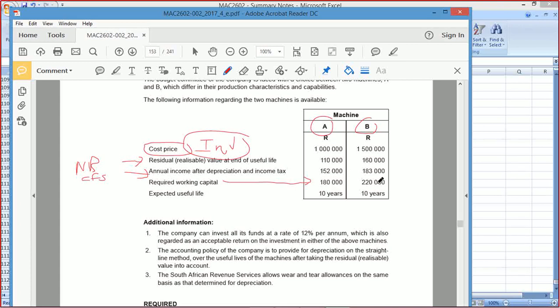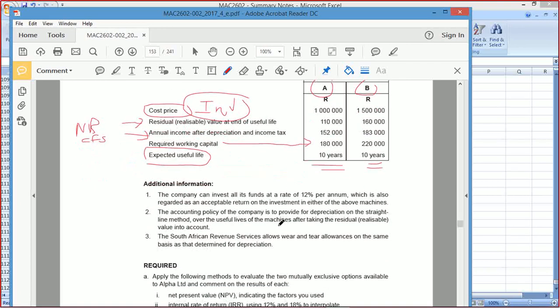Okay, this is how much we need every year to keep running. Expected useful life, 10 years. So the same useful life. Then they said the company can invest all its funds at a rate of 12% per annum. That's important, that's a rate. That's the investment rate, which is also regarded as acceptable return. See, that's important. Why? I'll use it for NPV.